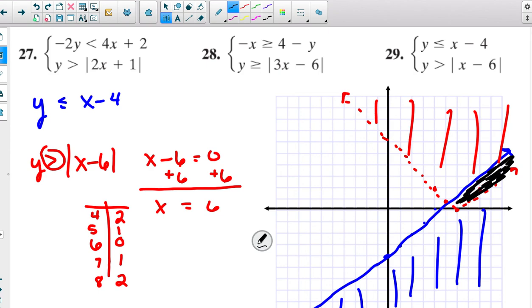All right, so that's it for graphing inequalities. Let me go ahead and stop this one so you can get it.